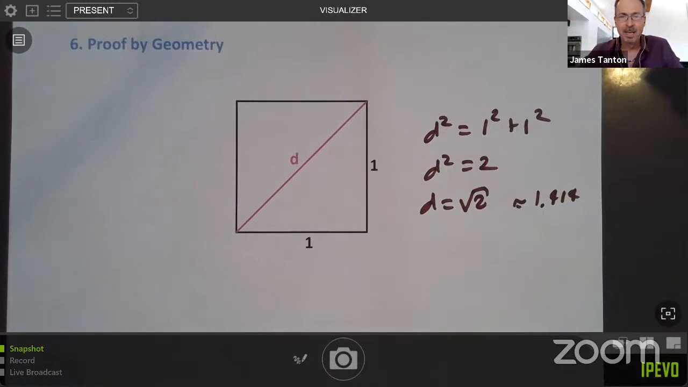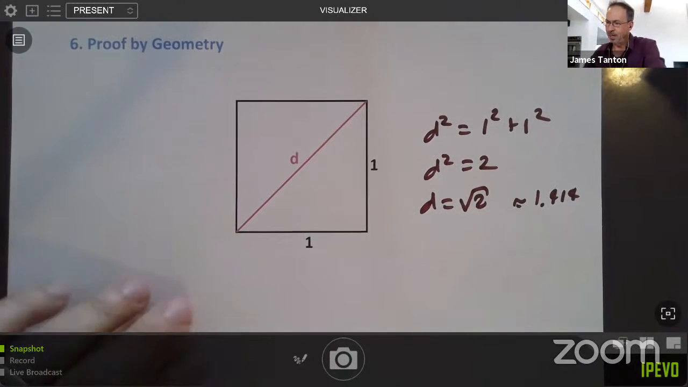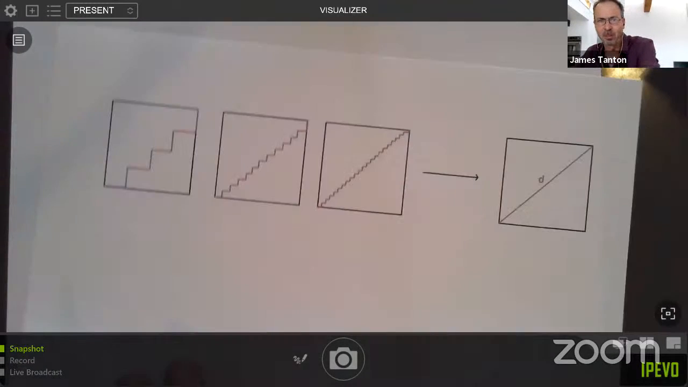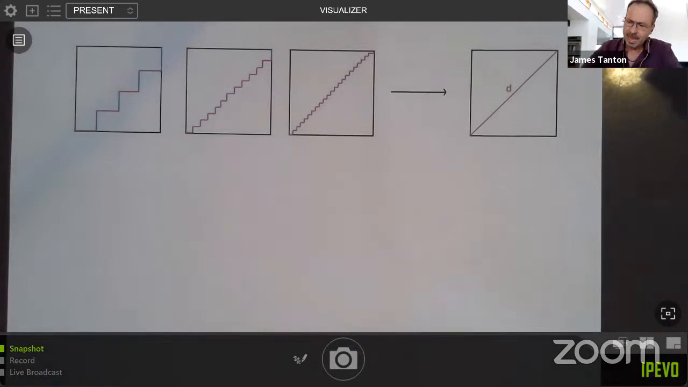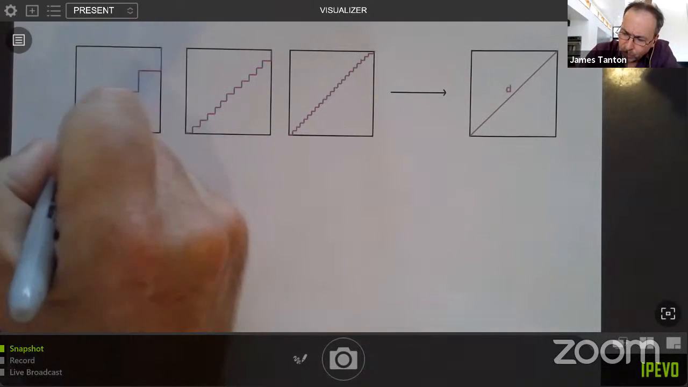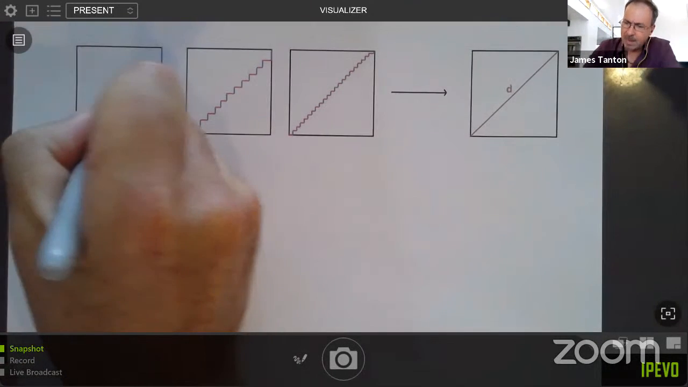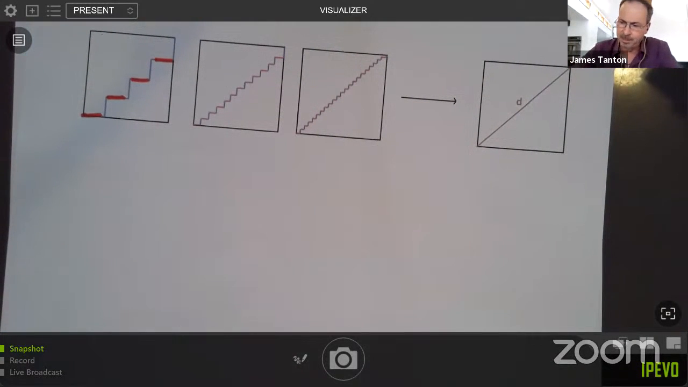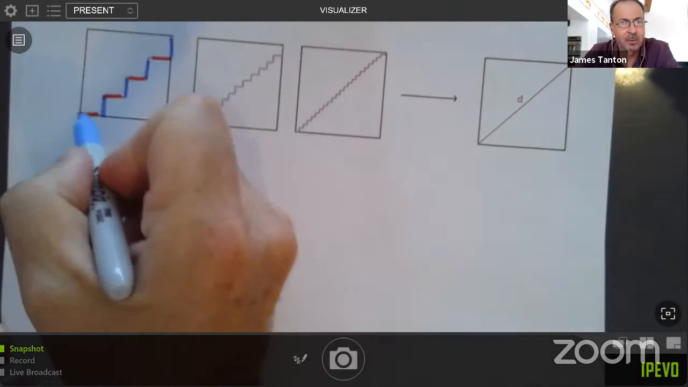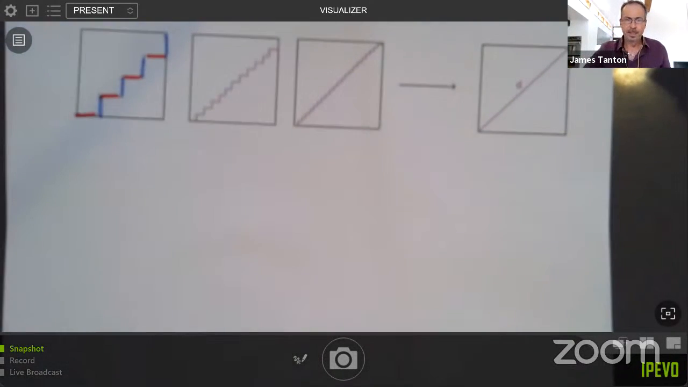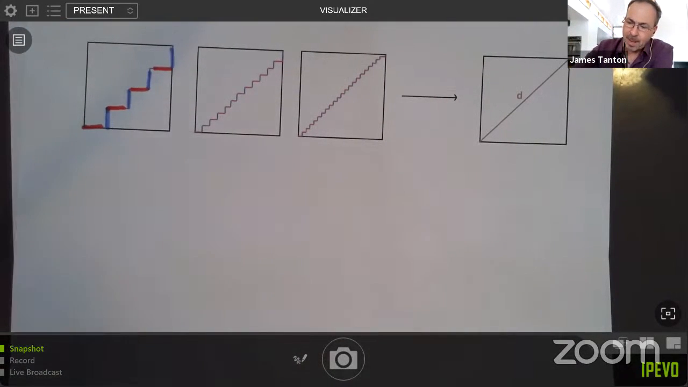But let me come to that length in a different way. Here's my second way. I'm going to approximate that diagonal by doing staircases. For example, here's a very crude approximation of the diagonal. I've got red steps and I've got blue steps. And you can see as I make this little staircase, that's kind of like the diagonal. But here's the question: how long is that path?